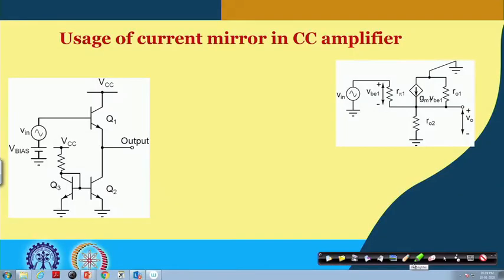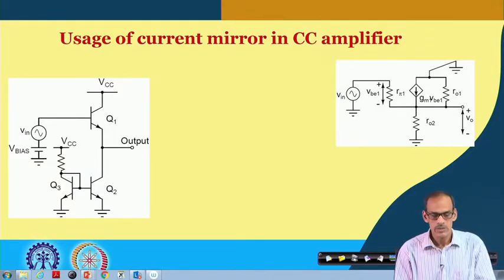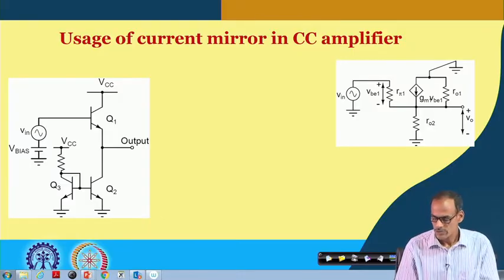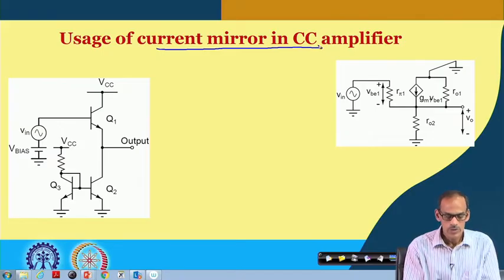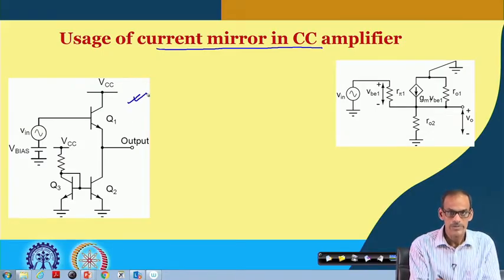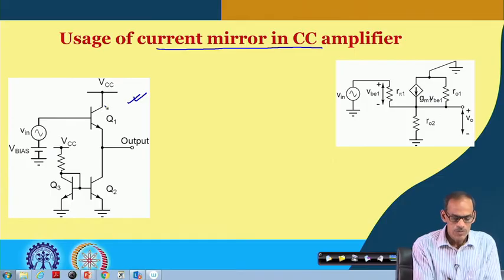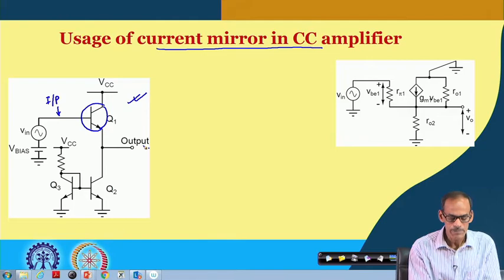Before the break we were talking about the usage of a current mirror for the CE amplifier and also the CS amplifier. Now, we can also see the usage of a current mirror for the common collector amplifier as well. So, here we have the transistor level circuit. Transistor 1 is the main amplifying transistor, the input port is here and the output port is here.